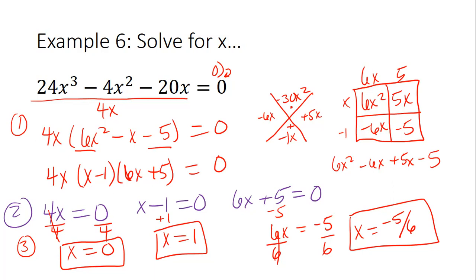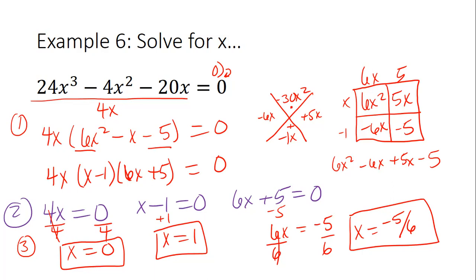We have fully factored. Step 2 is to take each factor and set it equal to 0. So each factor with the variable, we take it and set it equal to 0. So we had 4x equals 0, x minus 1 equals 0, and 6x plus 5 equals 0. Yes? Okay, after we did that, we then found our solutions. So our solutions are x equals 0, x equals 1, and x equals negative 5/6.